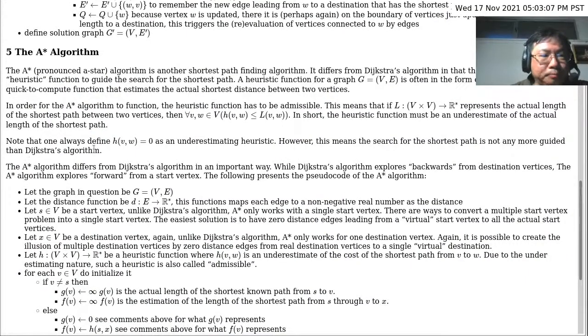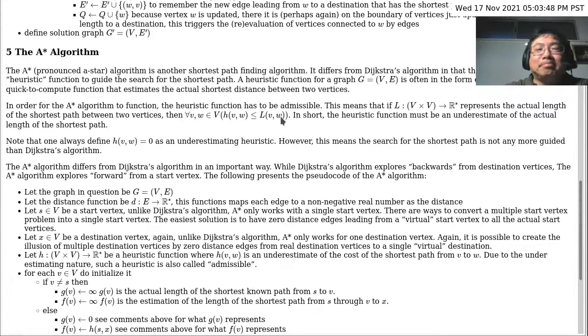So right here, the heuristic function has to be admissible. That means if L, V cross V, the Cartesian product of V and V itself, maps to non-negative real numbers representing the actual length of the shortest path between two vertices, then for all v, w in V, the uppercase V, which is the set of all vertices, H of v, w has to be less than or equal to L of v, w. And that's it. That captures the restriction of what we need the heuristic function to play by.